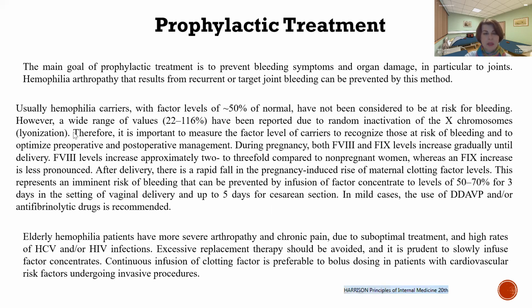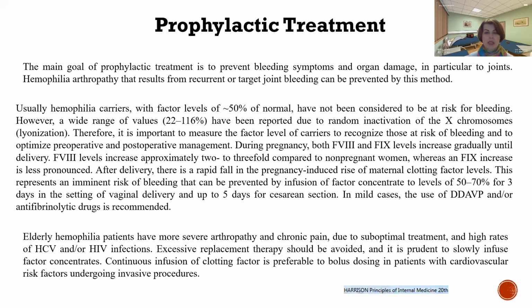Prophylactic treatment has several goals, and the main one is to prevent bleeding symptoms and organ damage, especially in joints. Hemophilic arthropathy that results from direct or target joint bleeding can be prevented by this method. Usually, hemophilia carriers with factor levels less than 30% of normal have not been considered to be at risk for bleeding. However, a wide range of values has been reported due to random inactivation of the X chromosome, and it's important to measure the factor level of carriers to recognize those at risk of bleeding and to optimize pre-operative and post-operative management if needed.